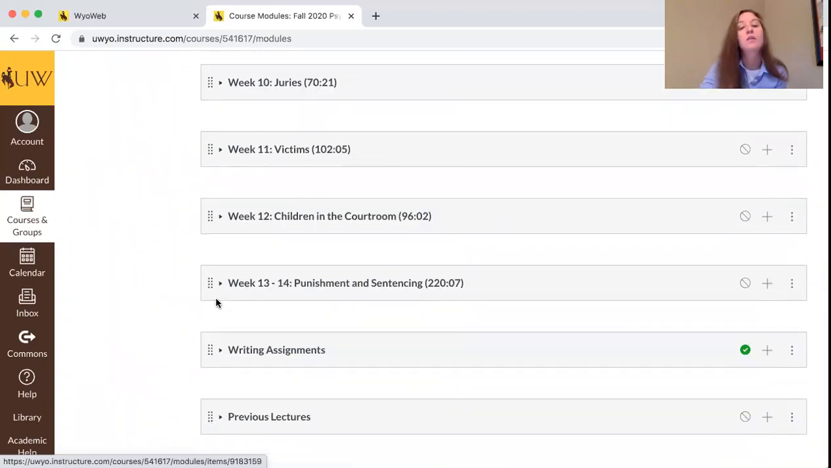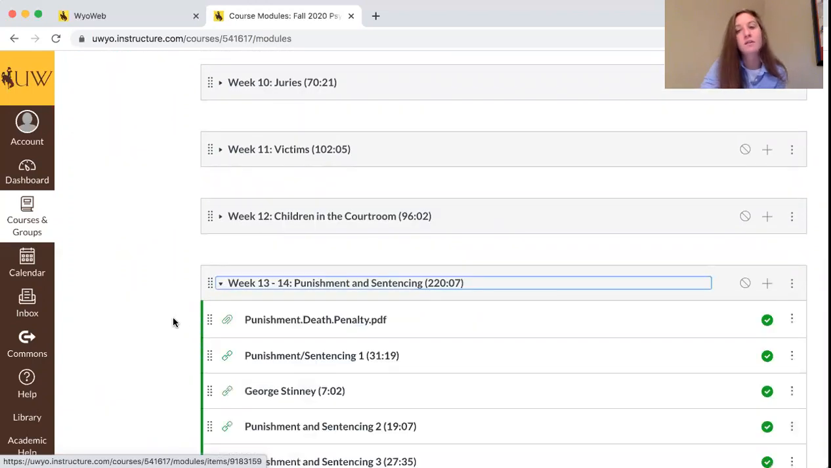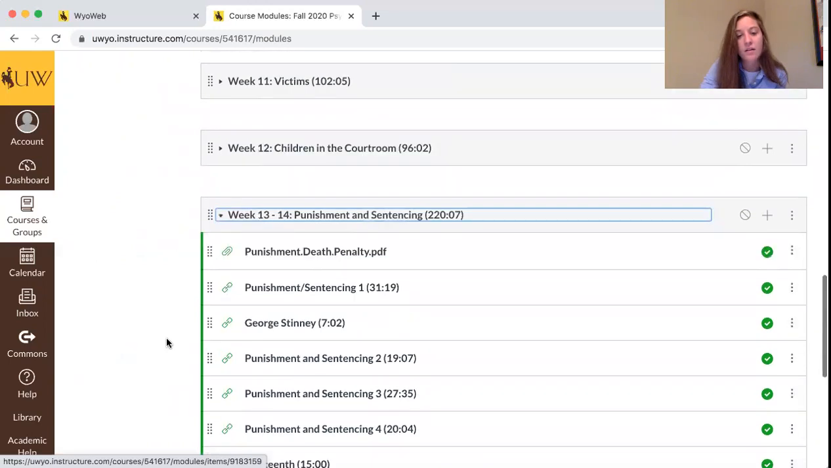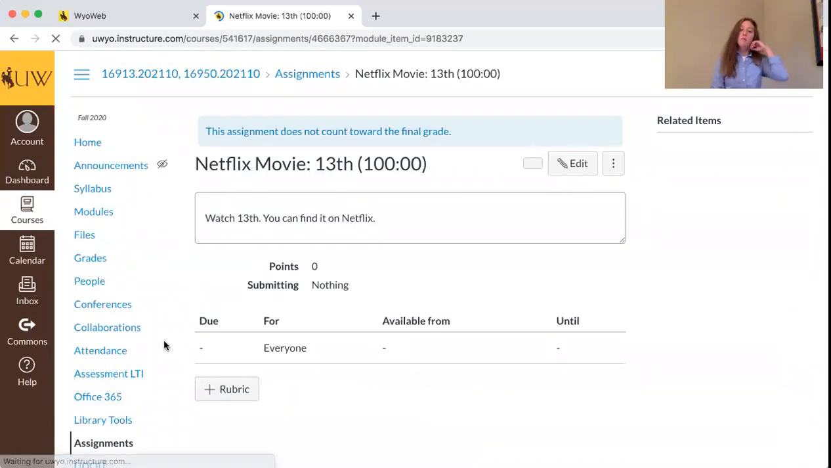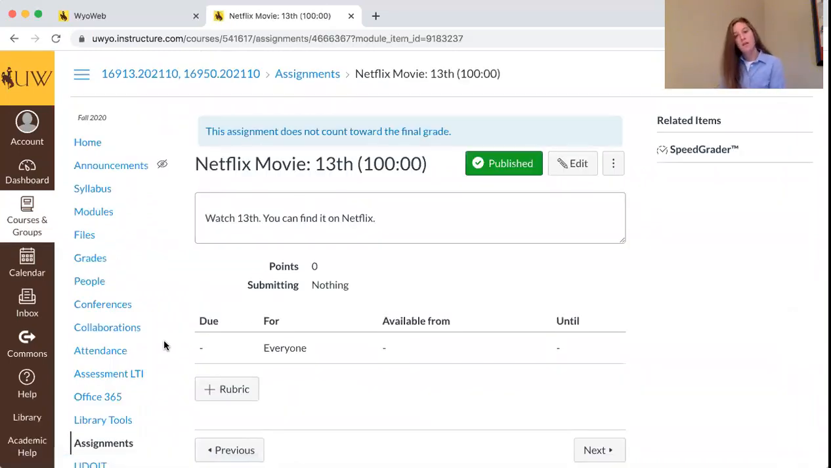Another thing you will need to be doing, but it's not till the end of the course, just to give you a heads up, is you will be asked to watch a movie called 13th, which can be found on Netflix. If you don't have access to Netflix, please let me know and we'll try to work something out. Generally, I feel like Netflix is pretty widely used, but if not, just let me know and we'll figure out a way for you to access that movie.